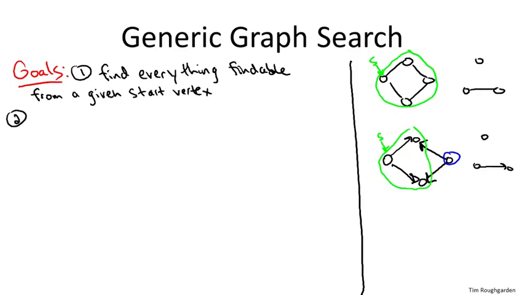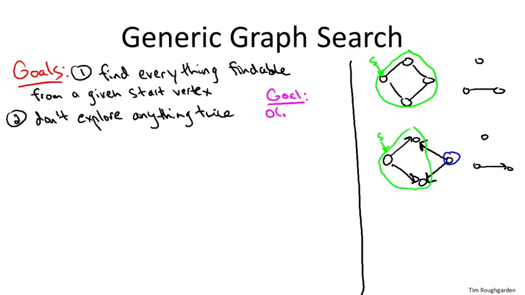So the graph has m arcs, m edges, and n nodes or n vertices, and really we want to just look at each piece of the graph only once or a small constant number of times. So we're looking for running time which is linear in the size of the graph, that is big O of m plus n.